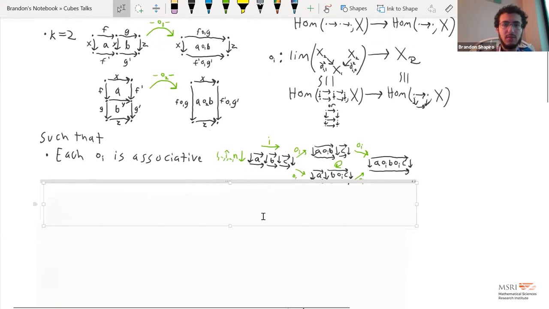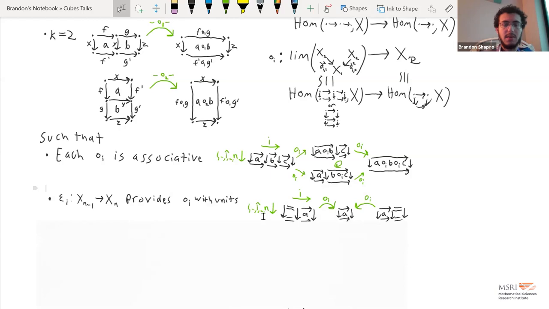Then we also want identities, and we want them to come from the traditional degeneracies. So epsilon_i sends an (n-1)-cube to an n-cube.